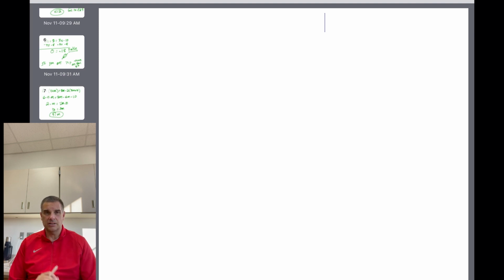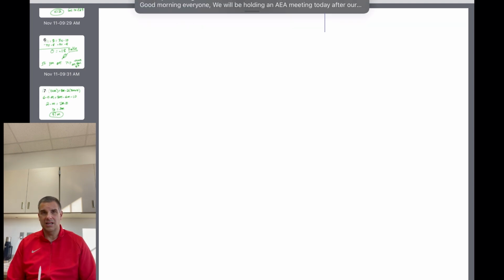Everything is solving equations, being able to tell if something is linear or not, and being able to tell if something is an expression or an equation. Remember, if it's an expression, there's no equal sign. If it has an equal sign, then it is an equation.